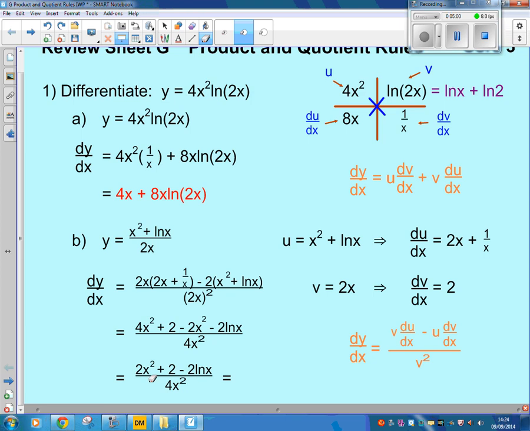And then finally we see that 2 is a common factor. So you're left with x squared plus 1 minus ln x, all over 2x squared.